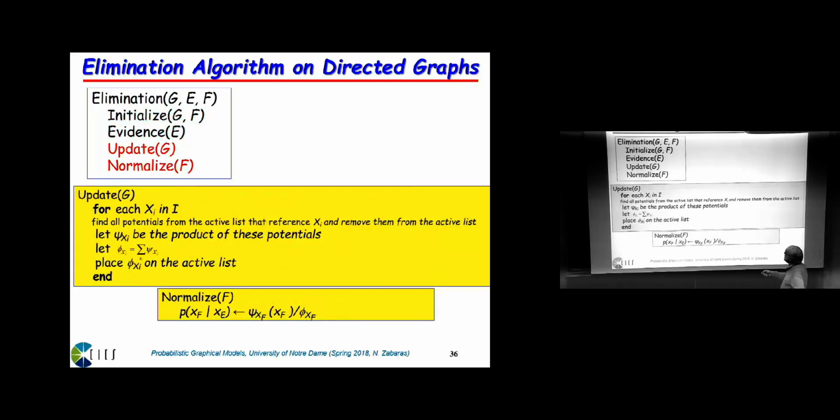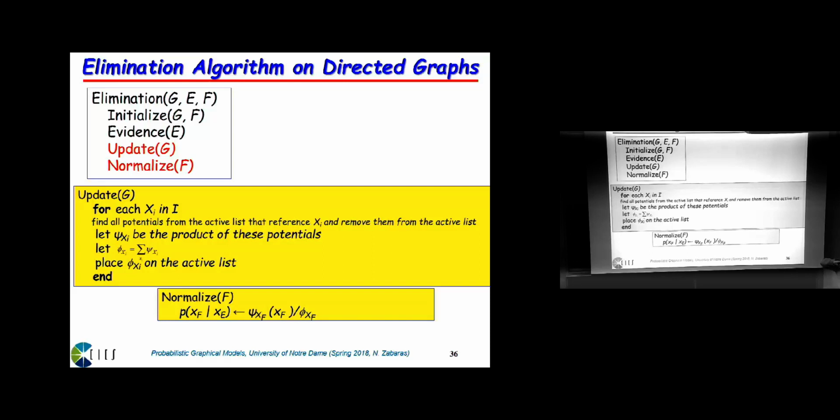So you go through the nodes in the elimination order. You find all the potentials in the active list that contain the node xi, and then you remove those from the active list. Because you remember that there's going to be a summation on xi, and you're going to come up with a new potential, phi of xi, and then you're going to place that phi of xi in the active list. Everything else will disappear from the active list.